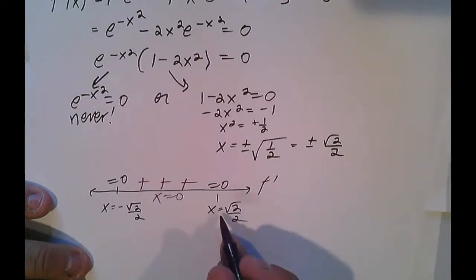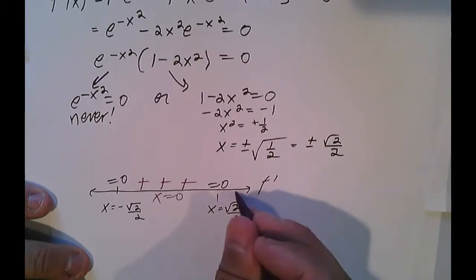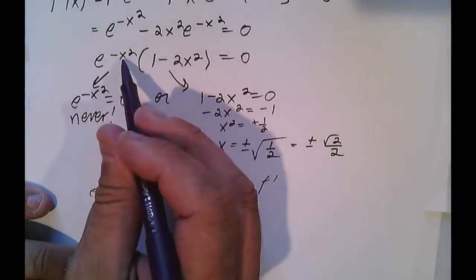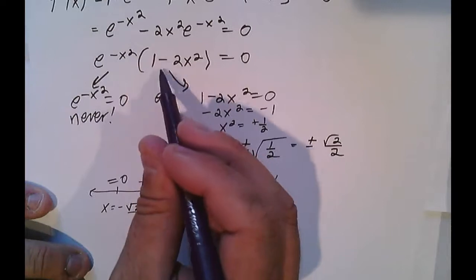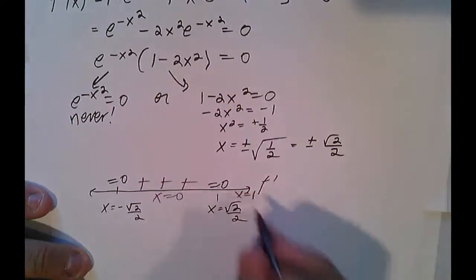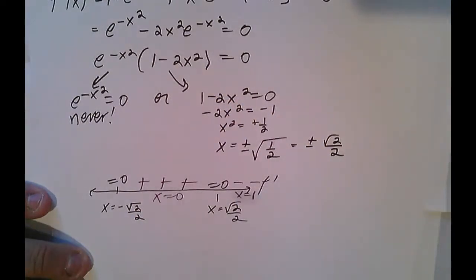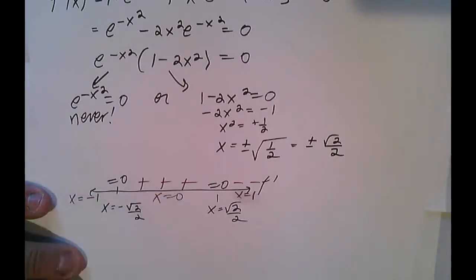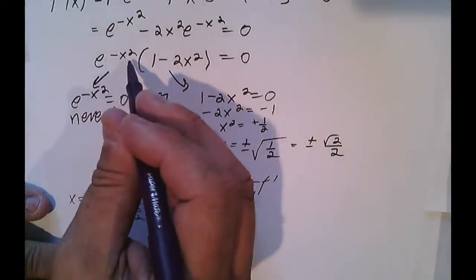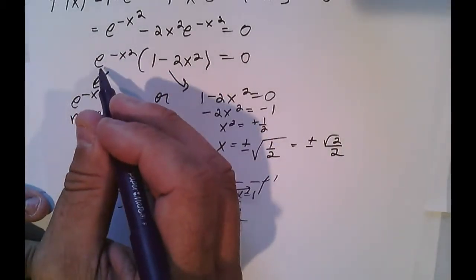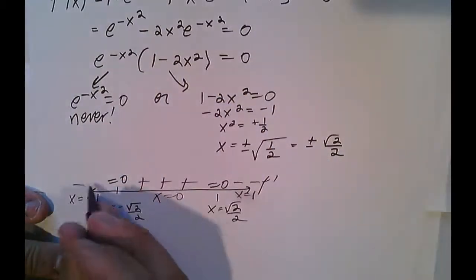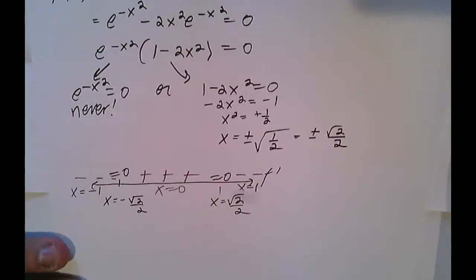To the right of x equals square root of 2 over 2, maybe you want to try 1. e to any power is positive. 1 minus 2 times 1 squared is negative, so we're negative over there. To the left of negative square root of 2 over 2, you could try x equals negative 1. e to the negative of negative 1 squared, well, that's still a positive value. 1 minus 2 times negative 1 squared, that's a negative value.